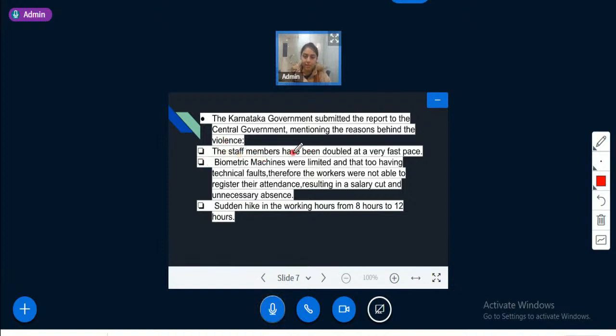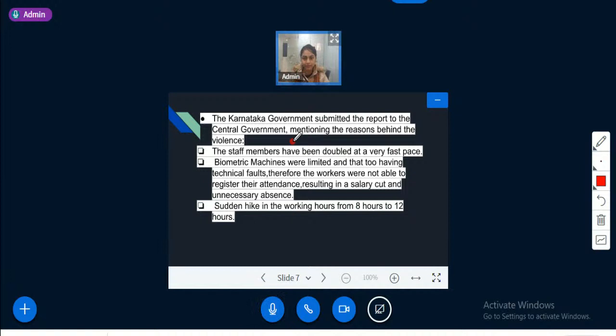Basically the staff members: there were 5,000 people working in the plant. Suddenly they started hiring people at a very fast pace, and the number of people suddenly increased from 5,000 to 10,000. Understand this thing. There was a plant where 5,000 people were working in a comfort zone. Suddenly, at a very fast hiring rate, this company hired around double the people. Some 5,000 more people were hired, and now in the same campus 10,000 people were working. Clear?